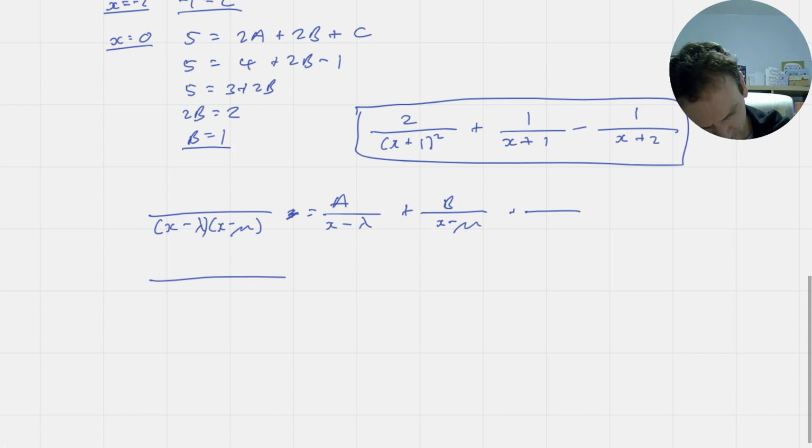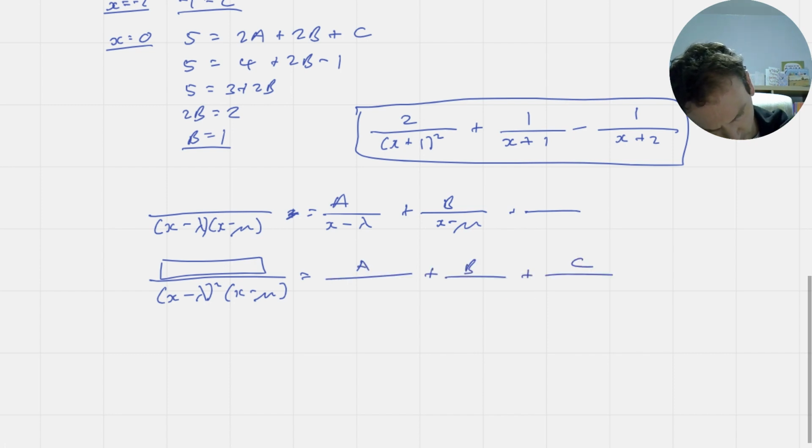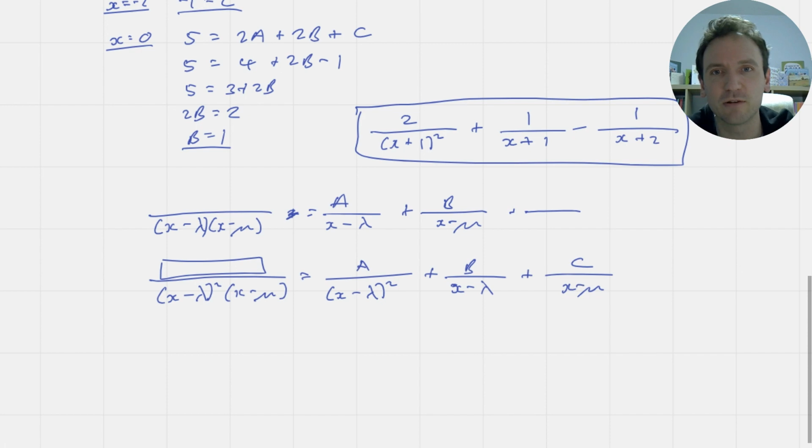And then if you have one where you have a repeated factor, something like x minus lambda squared, x minus mu, your numerator has to be of a lower order than the denominator, but your numerator could be up to a quadratic here. It'll be a separate video for polynomial division for how to deal if it goes beyond that. Then you're going to need three fractions: one fraction where you have your repeated factor squared, one fraction where you just have one made up of your repeated factor, which is a single factor, and one fraction where you have your other factor, and then you're away setting up the question.